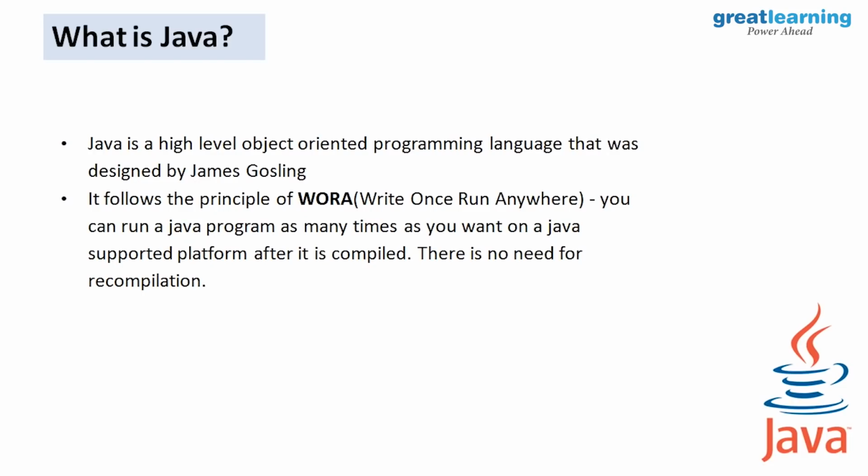Java is a high-level object-oriented programming language that was designed by James Gosling. It is the most widely used programming language, which is evident from the fact that more than 80% of Fortune 500 companies use Java. Java has continuously held the number one slot in terms of popularity from 2004 to 2019. It follows the principle of WORA, which means write once and run anywhere.